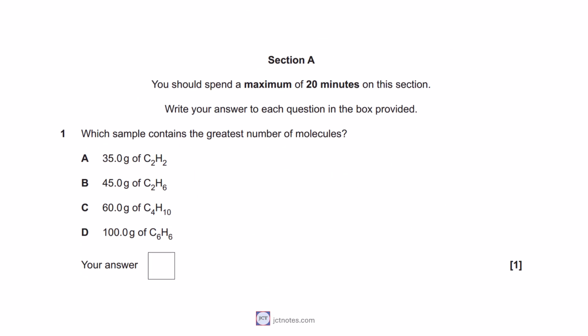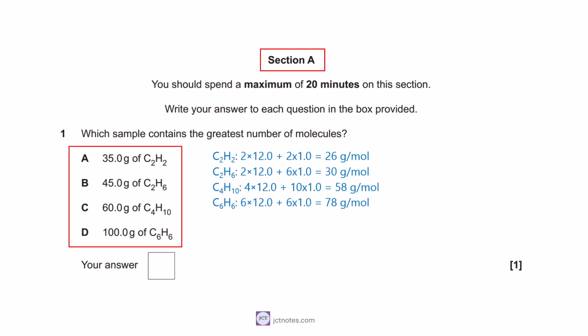In Section A, Question 1, we are given the masses of some hydrocarbons and asked which sample contains the greater number of molecules. To determine which sample contains the greatest number of molecules, we need to calculate the number of moles for each compound. The first step is to calculate the different molecular masses. The values that I get are 26 grams per mole for C2H2, 30 grams per mole for C2H6, 58 grams per mole for C4H10, 78 grams per mole for C6H6.